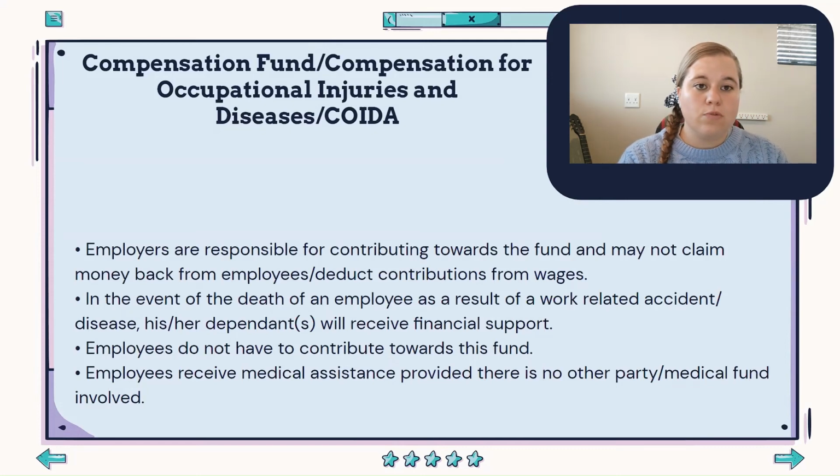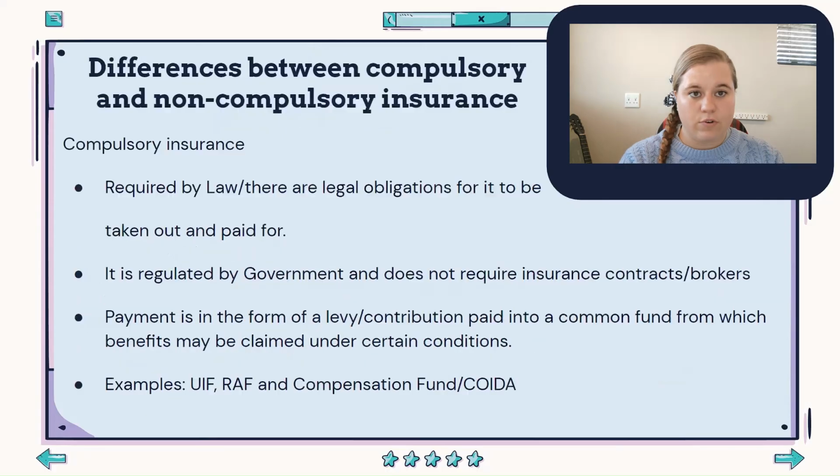Employers are responsible for contributing towards the fund and may not claim money back from the employees or deduct contributions from their wages. In the event of death of an employee as a result of a work-related accident or disease, his or her dependents will receive financial support. Employees do not have to contribute towards this fund. It's the employers. Employees receive medical assistance provided there is no other party or medical fund involved.